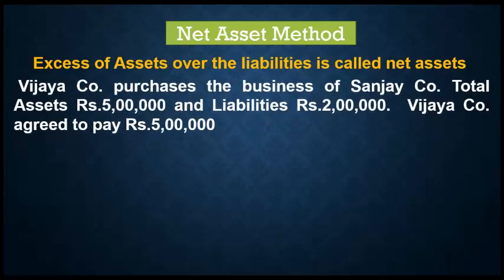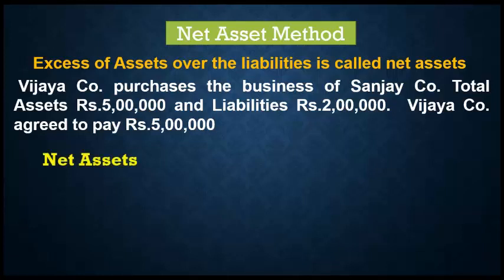Vijay Company purchases the business of Sanjay Company. Total assets of Sanjay Company rupees 5 lakh and liabilities of Sanjay Company rupees 2 lakh. But the Vijay Company agreed to pay rupees 5 lakh.